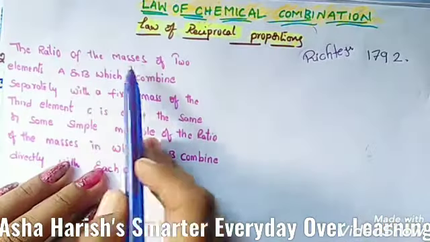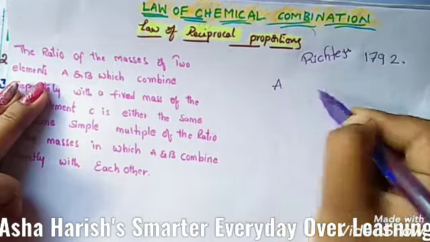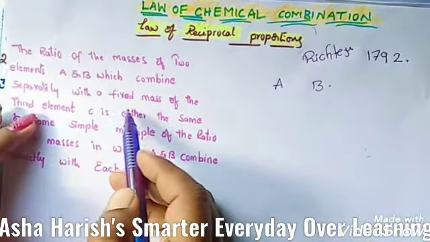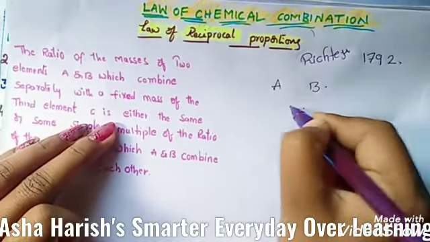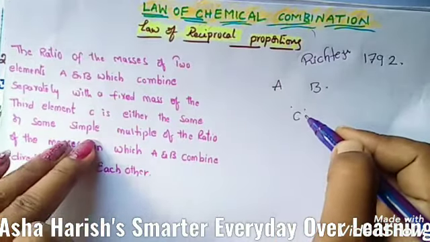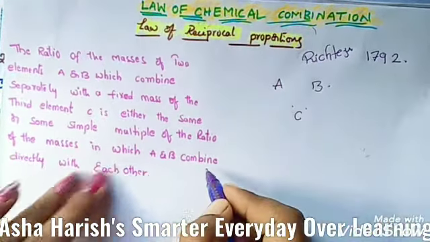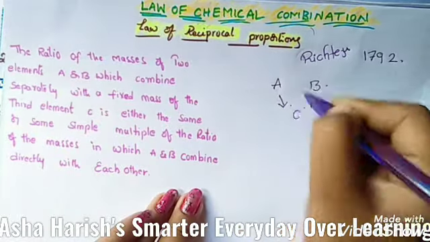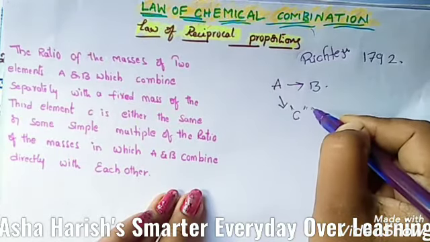Here you can see the ratio of the masses of two elements. Suppose there are two elements A and B, which combine separately with a fixed mass of the third element C. The ratio of their masses is either the same as, or some simple multiple of, the ratio of the masses in which A and B combine directly with each other.